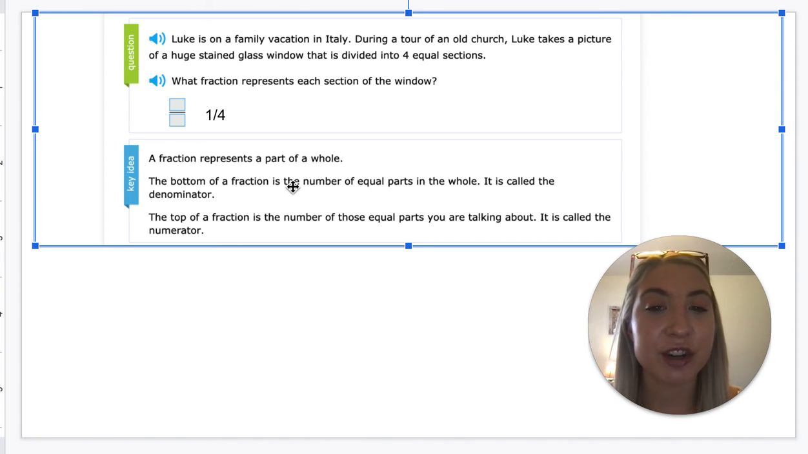So remember, a fraction represents a part of the whole. The bottom of a fraction, the denominator, is the number of equal parts in the whole. So that's what our 4 is. And the top number of the fraction is the number of those equal parts that we're talking about. That's our numerator. And we're just talking about each section of the window. So just one section of the window is represented as 1/4.